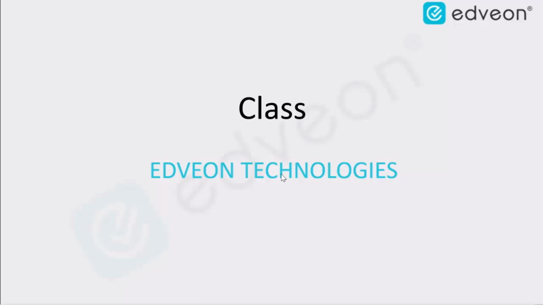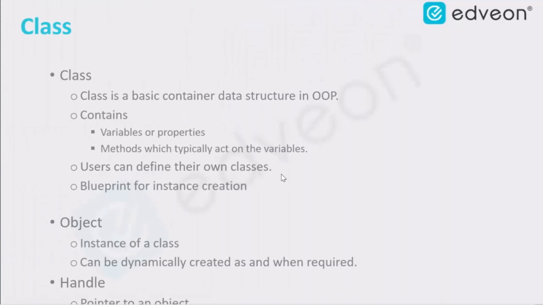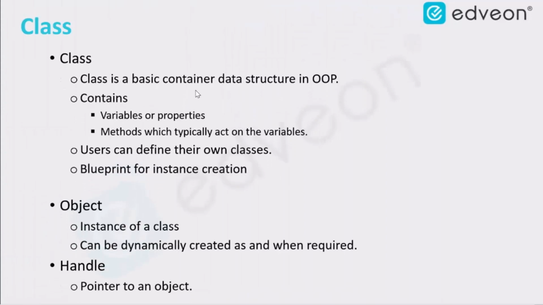Lecture on class in System Verilog. Class is a basic container data structure in object-oriented programming. It contains variables or properties. In class terminology, or in OOP terminology, the variables within a class are referred to as properties.